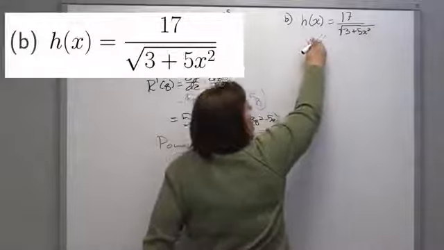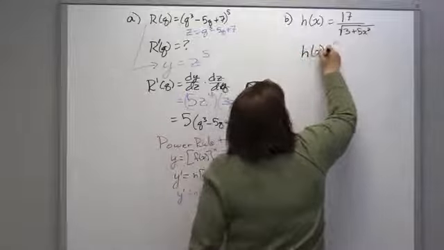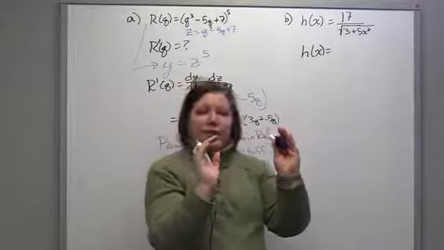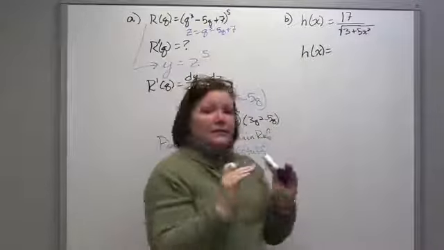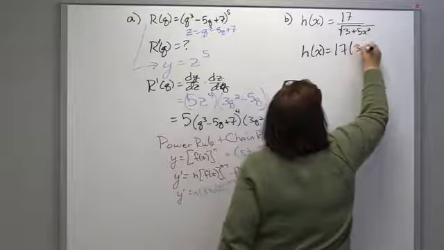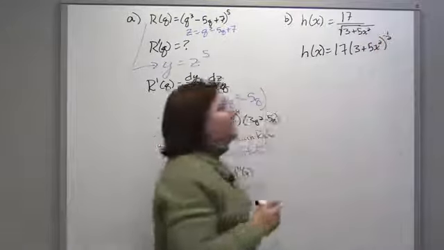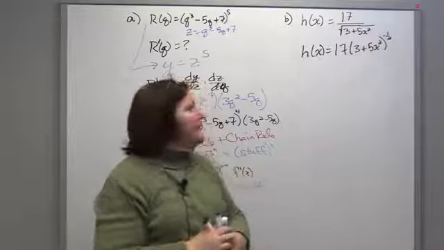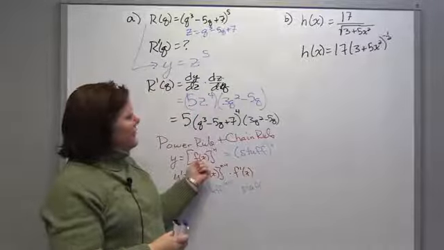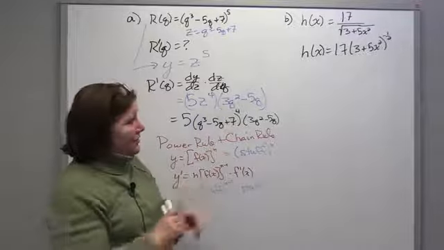For part B, the first thing we should do is rewrite it. We want to rewrite the radical as 3 plus 5x squared to the 1/2. And then since it's on the bottom, we want to write it as 17 times the quantity 3 plus 5x squared to the negative 1/2. Gets rid of the fraction, which is really nice. And we see that this is similar to this. The only difference is n is a fraction and actually a negative fraction.